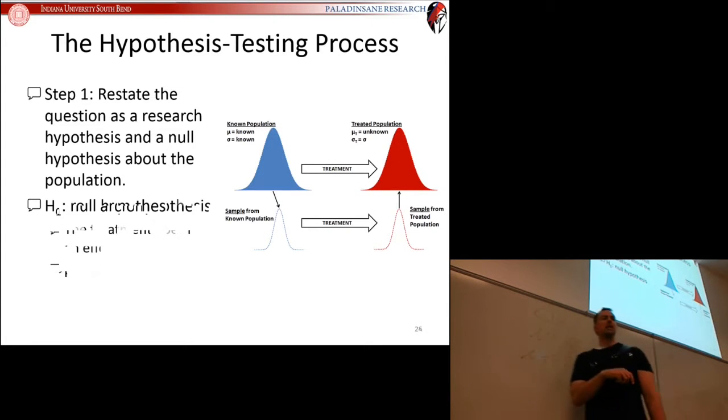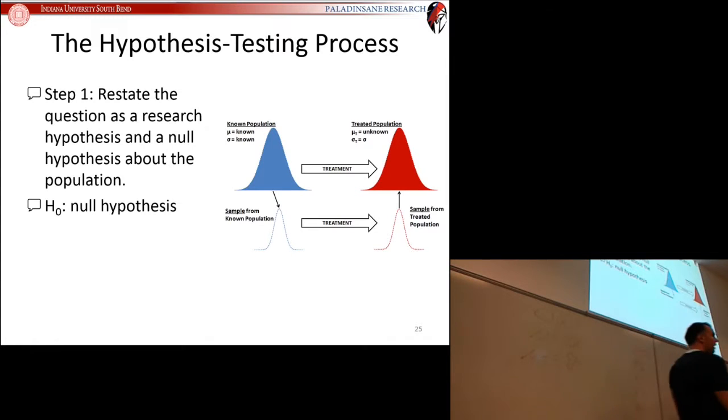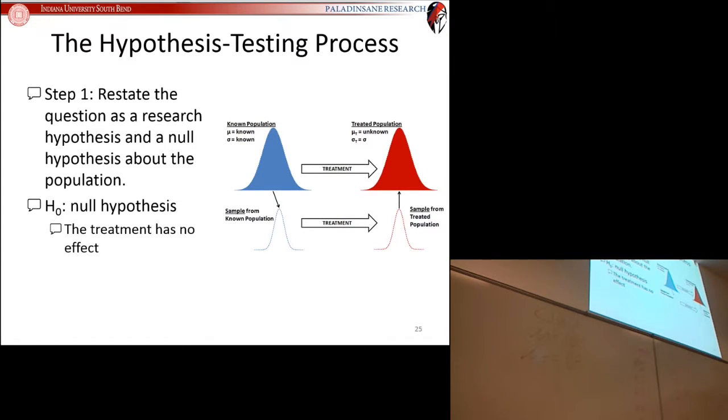The other one that we need is the null hypothesis. The null hypothesis is that your treatment does nothing. Your treatment has no effect. And this is written as the mean of your treated population equals the mean of your untreated population.